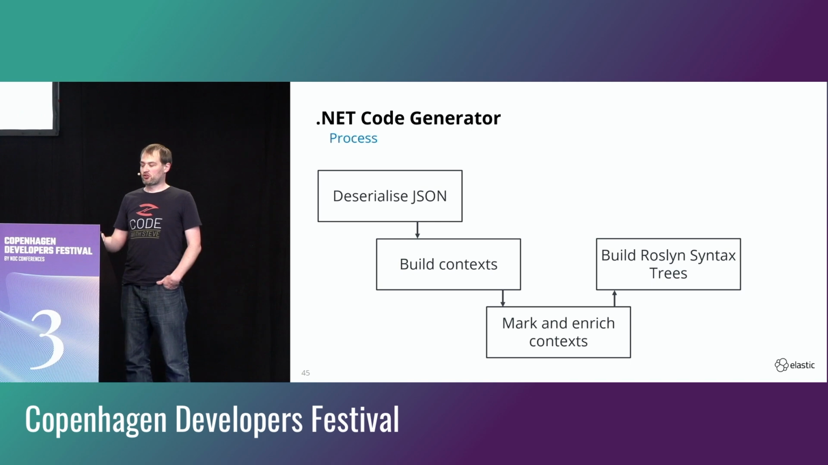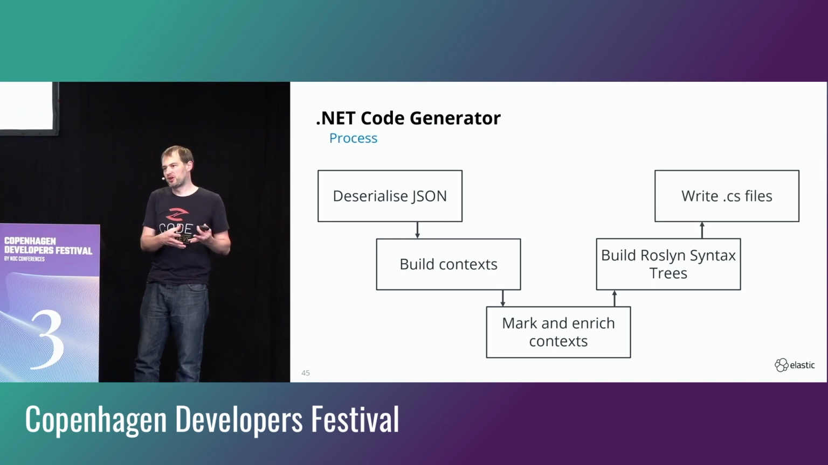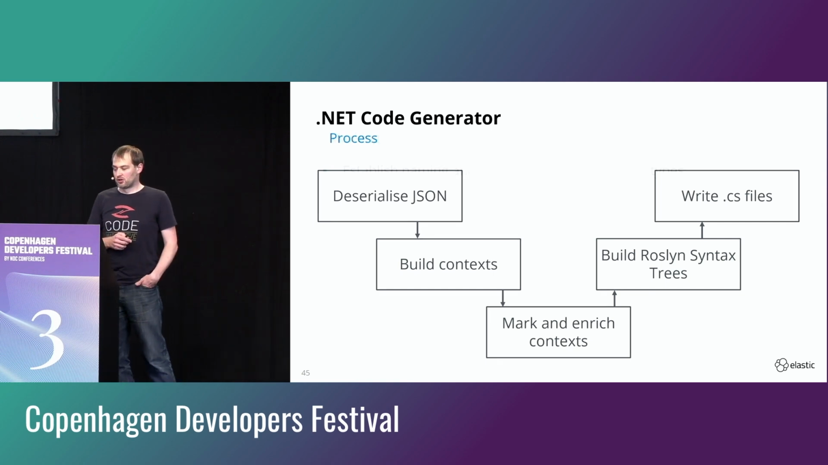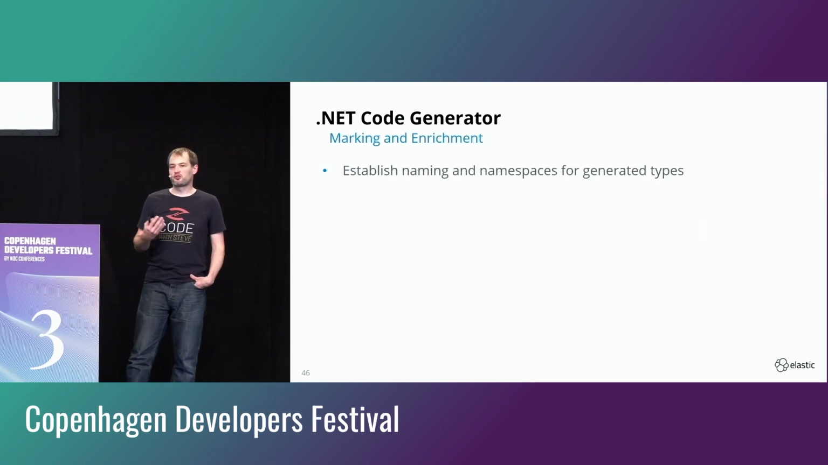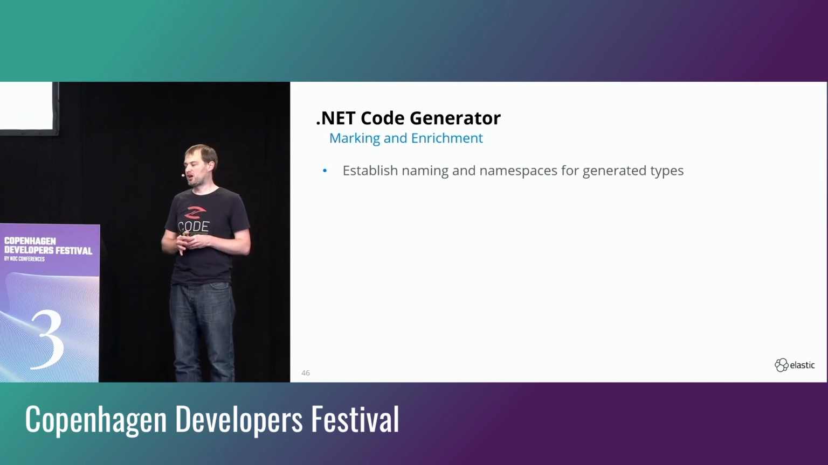So we build up the syntax tree, and then we simply write out the CS file, pretty much as we saw in the simplified example, just it's obviously more Roslyn code. So that marking and enrichment phase is kind of a critical step because some of the things that are defined in that TypeScript don't map particularly well to how we want to do things in C#.